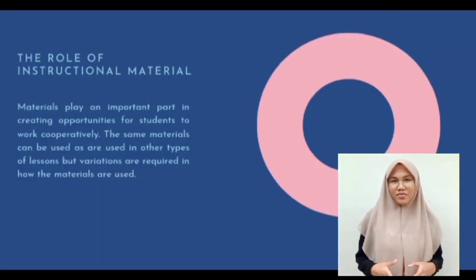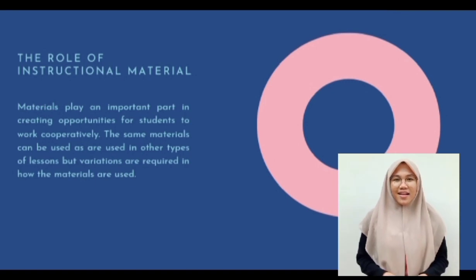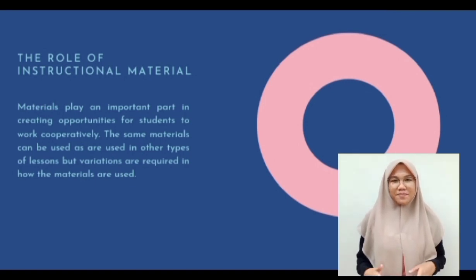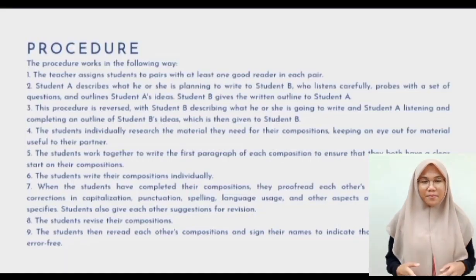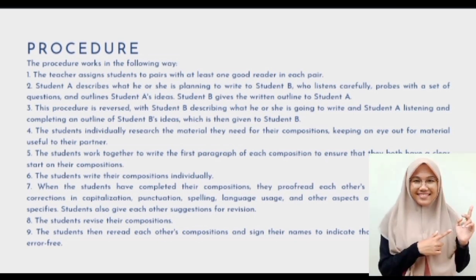Next, the role of instructional materials. Materials play an important part in creating opportunities for students to work cooperatively. The same materials can be used as are used in other types of lessons, but variations are required in how the materials are used. Next, procedure. The procedure works in the following way. You can see it in this slide.